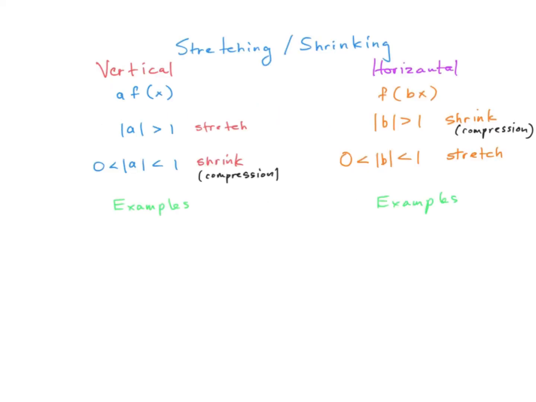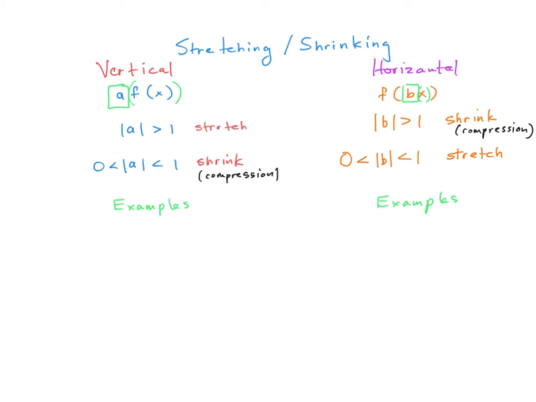Continuing on, there is this idea of stretching and shrinking, both vertical and horizontal, and pay attention to where the coefficient is that's having an effect on the graph. Here you see the coefficient is having an effect on the entire function, where here you see the coefficient is having an effect on the input. It's having an effect on the x, not your entire function.